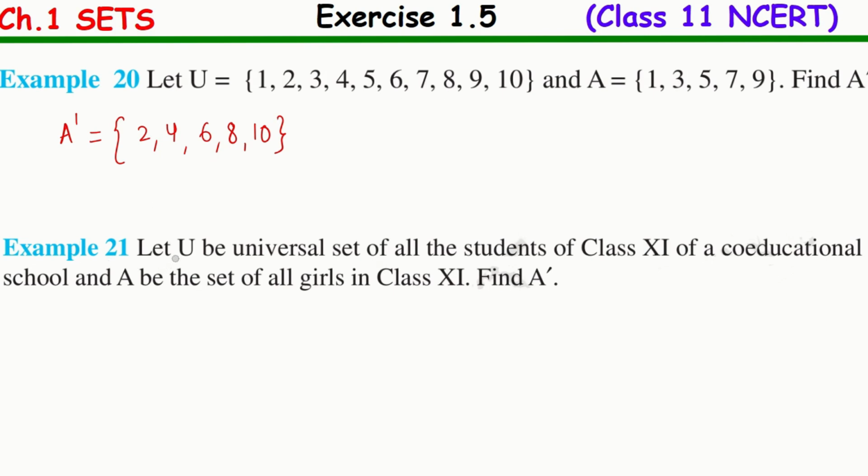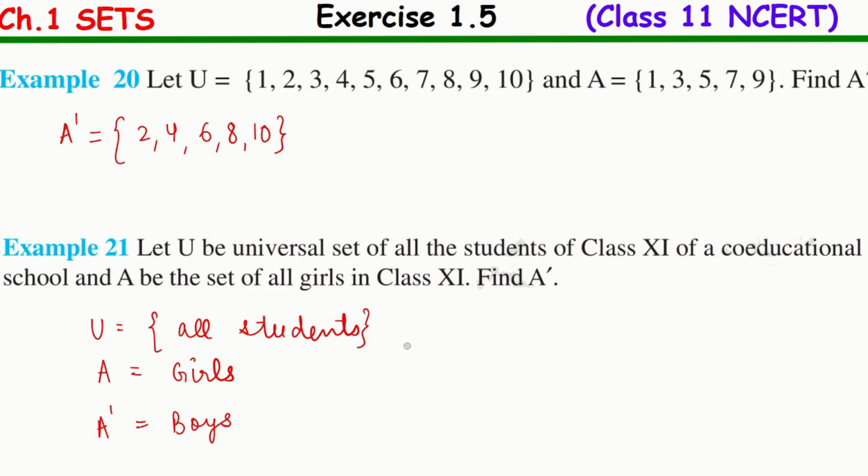Example 21 says that U is the universal set of all the students. So if U is all students, and A is the set of all the girls, what is A complement? Whatever is not present in A but is present in U. So this will be the set of all the boys of class 11th.